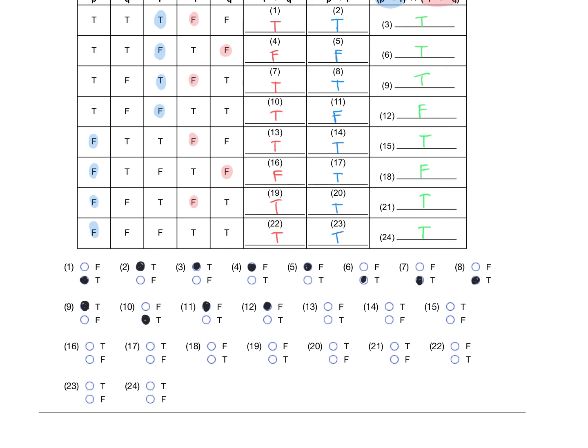Then we have 13 is true, 14 is true, 15 is true. 16 is false, whoops. 17 is true, so 18 is false. 19 is true, 20 is true, and 21 is true. And then finally we have 22, 23, and 24 are all also true.